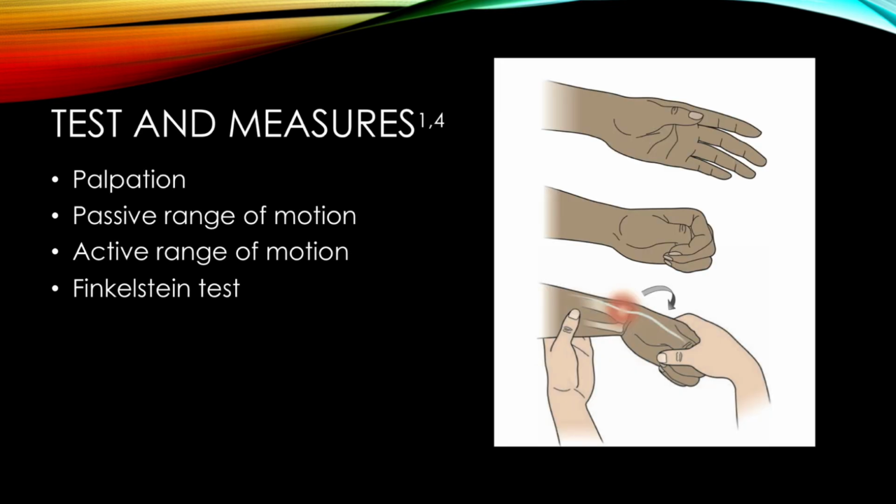Some tests and measures would be palpation around the anatomical snuffbox of the abductor pollicis longus and the extensor pollicis brevis, passive range of motion, active range of motion of the wrist and thumb, and then the Finkelstein test, which is where the patient folds their thumb in and then you passively ulnar deviate, and if there's pain along the thumb, that's a positive indication.